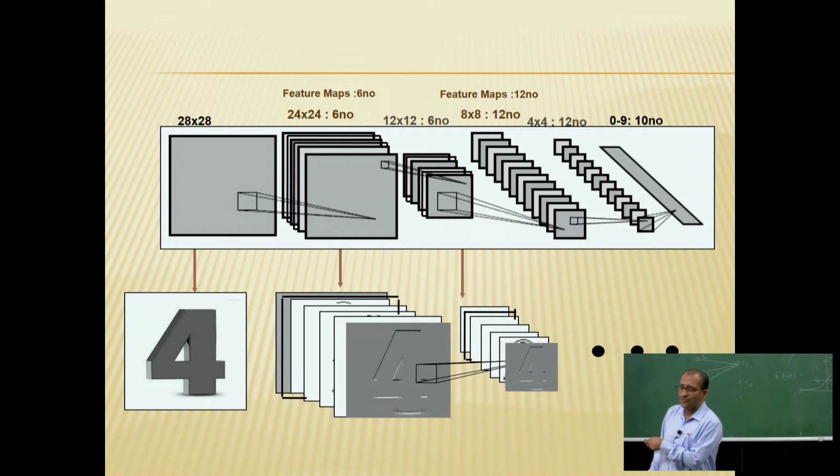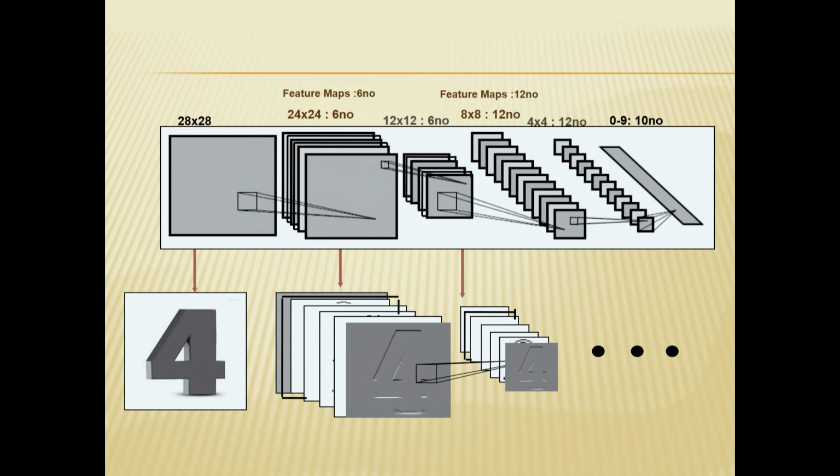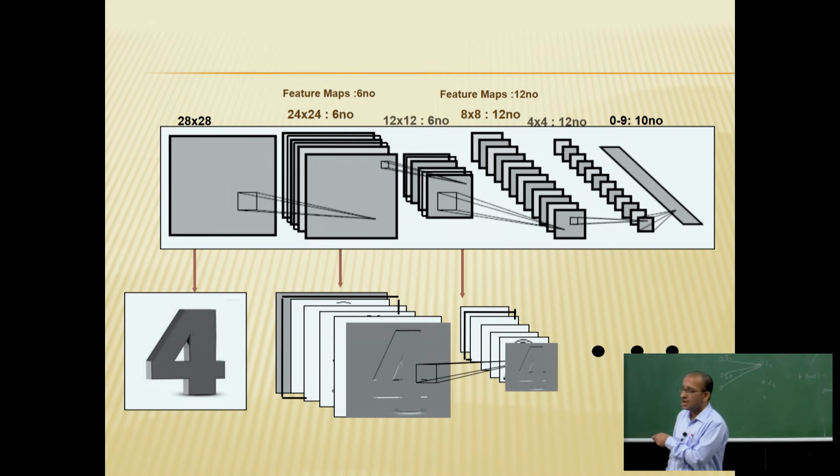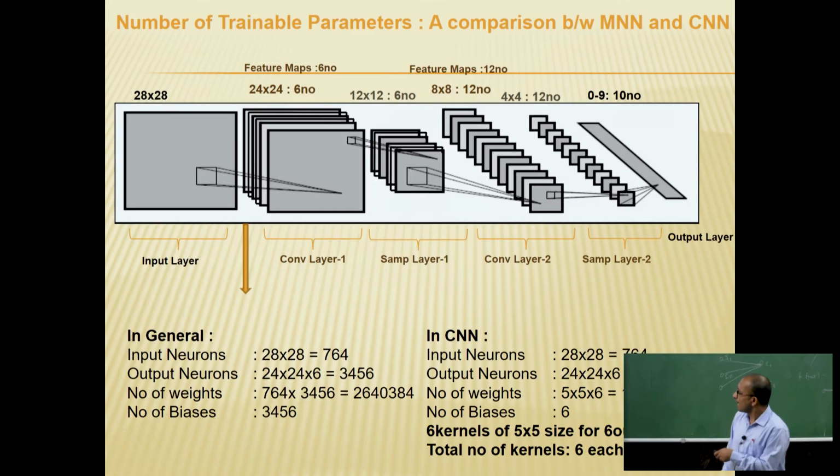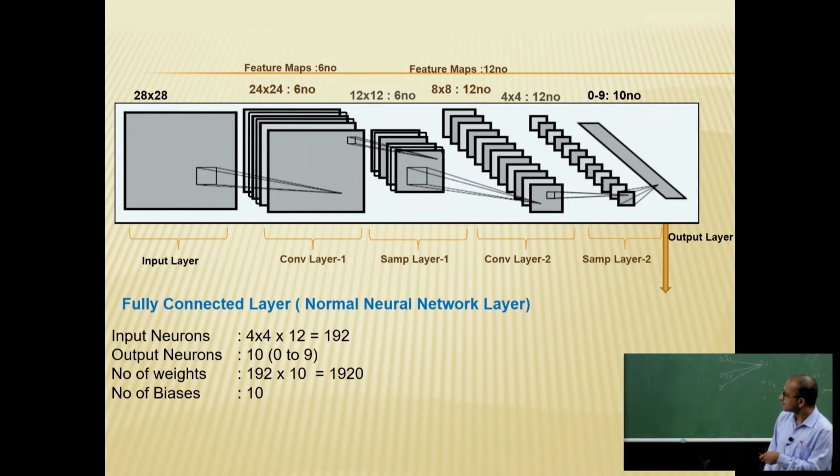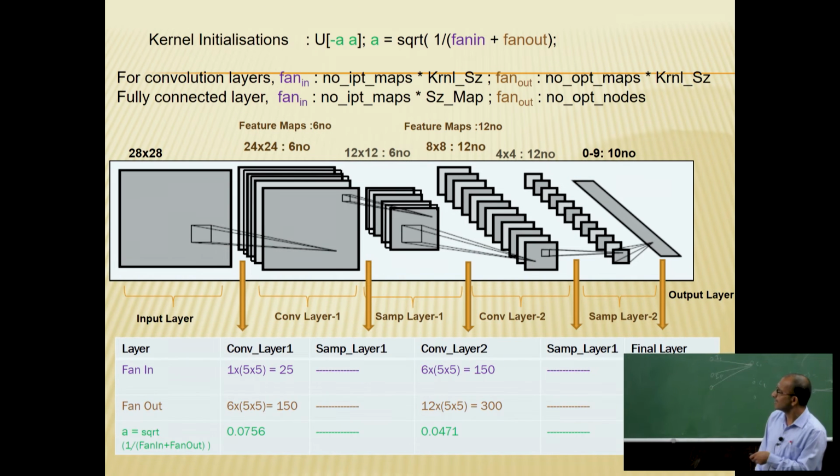I apply a 5 cross 5 filter again here. What is the next dimension? 12 minus 5 plus 1, that is 8 cross 8. Again I apply the compact representation, from 8 cross 8 to 4 cross 4, and with 12 channels of 4 cross 4, I vectorize. So that is 192 cross 1, which I connect to 10 output neurons. This is a simple architecture of how a convolutional neural network looks. We will skip some of the details.